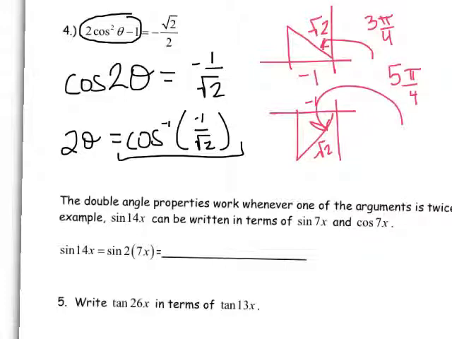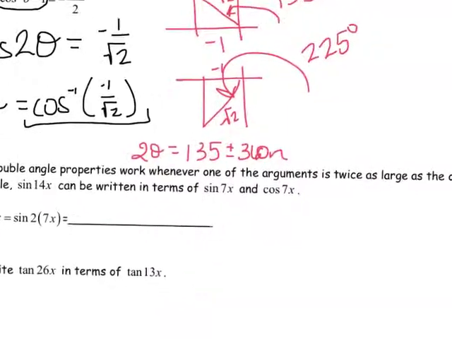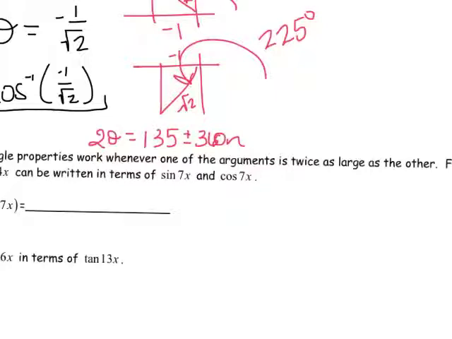Why am I doing radians? Oh, it's irritating. Degrees, degrees, degrees. I even said that earlier. 135 degrees. And then, we don't talk about this one that much, 180 plus 45 is 225. So 2 theta equals 135 plus or minus 360n, and 2 theta equals 225 plus or minus 360n.